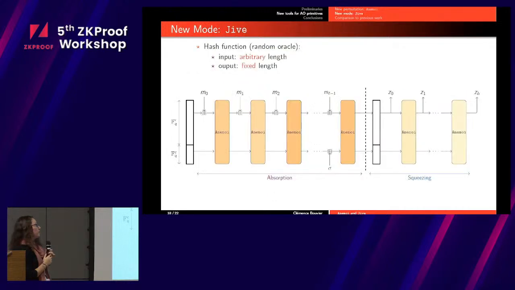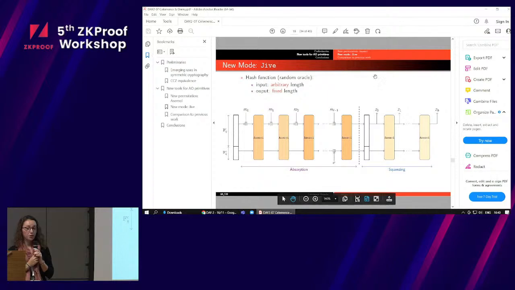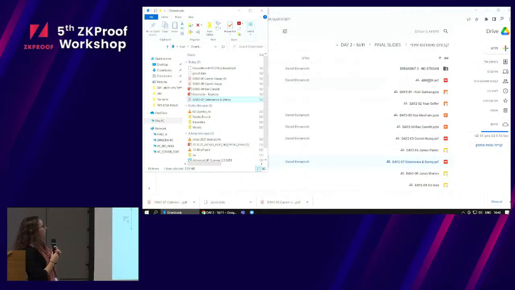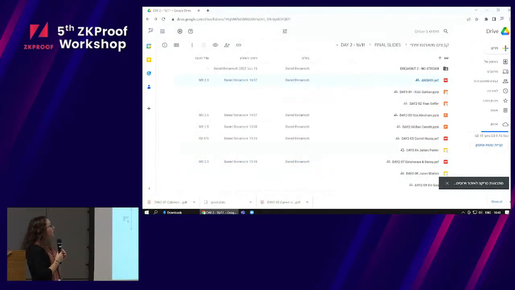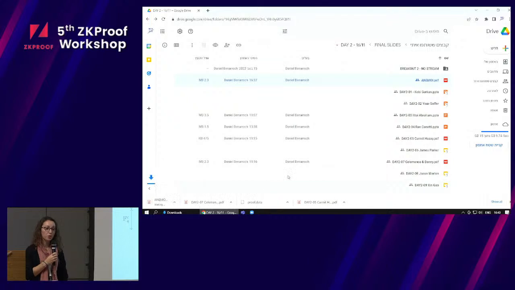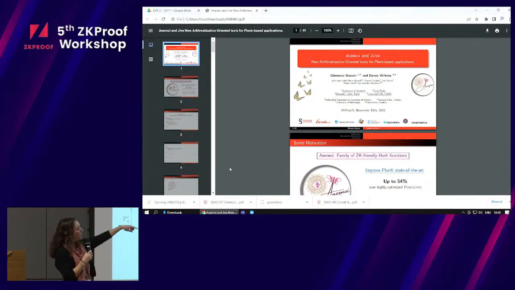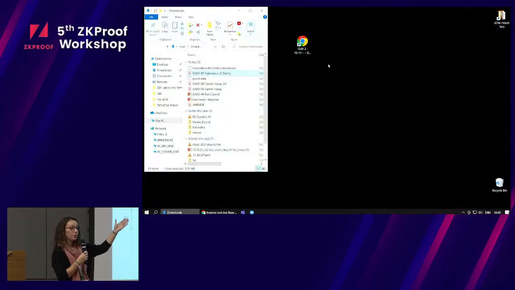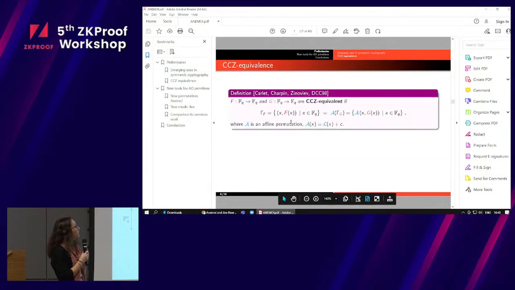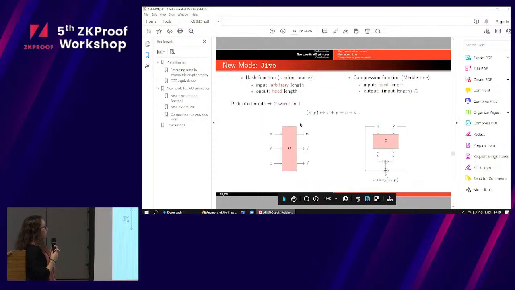Then we'll use Anemoi for different applications. The first one is a hash function, a random oracle. In that case, we have an input of arbitrary length and an output of fixed length. The idea is to use a classical sponge construction. We add our message, and each time that we add a message, we apply the Anemoi permutation. This is the absorption phase. Then for the output, each time that we give an output, we again apply the Anemoi permutation. This is the squeezing phase. So this is a classical sponge construction.